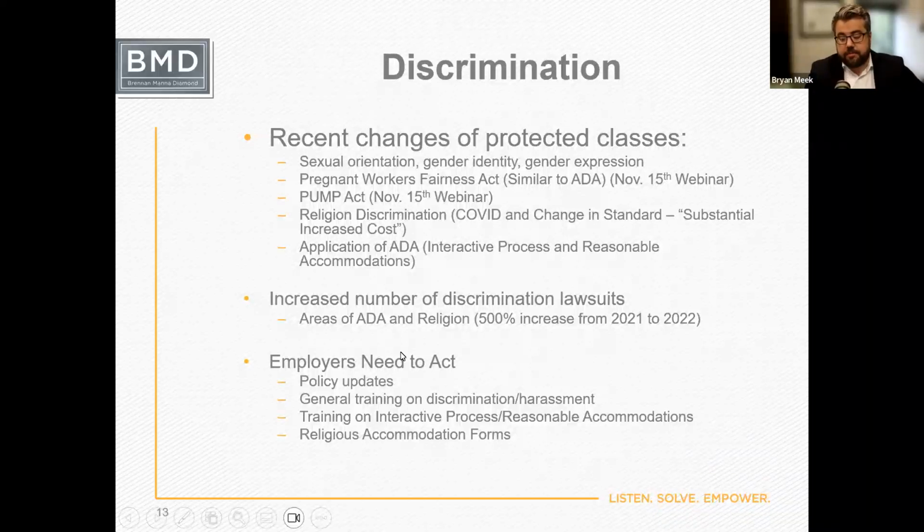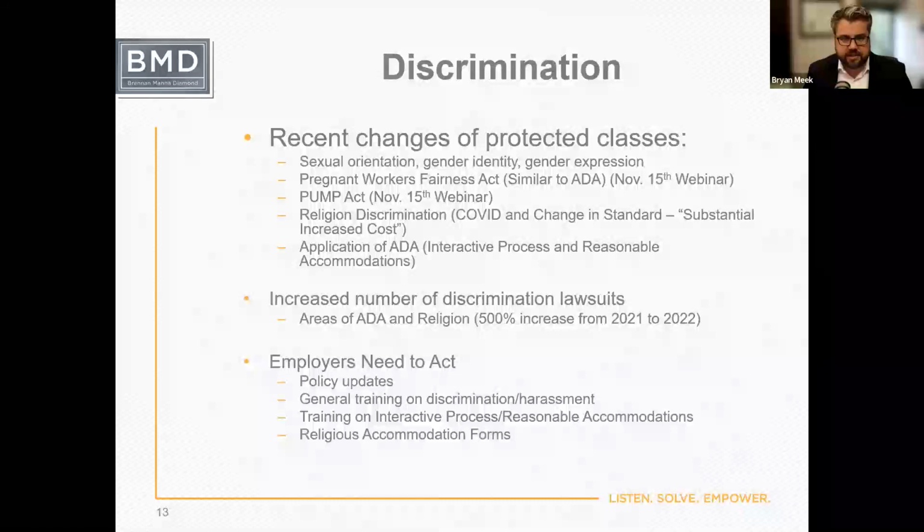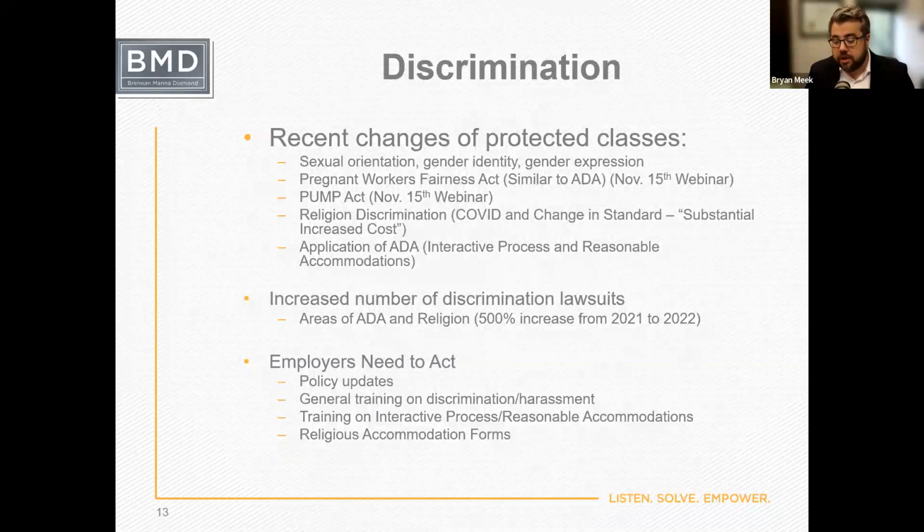So again, employers need to act, definitely be updating your policy. You need to implement policies for the Pregnant Workers Fairness Act, as well as the PUMP Act. Also, it's probably a good time while you're doing that to audit your ADA policy to ensure that process is really laid out as to how to go through the interactive process. While you're at it, you can also add sexual orientation, gender identity, and gender expression to your protected classes categories, such as in your handbook.